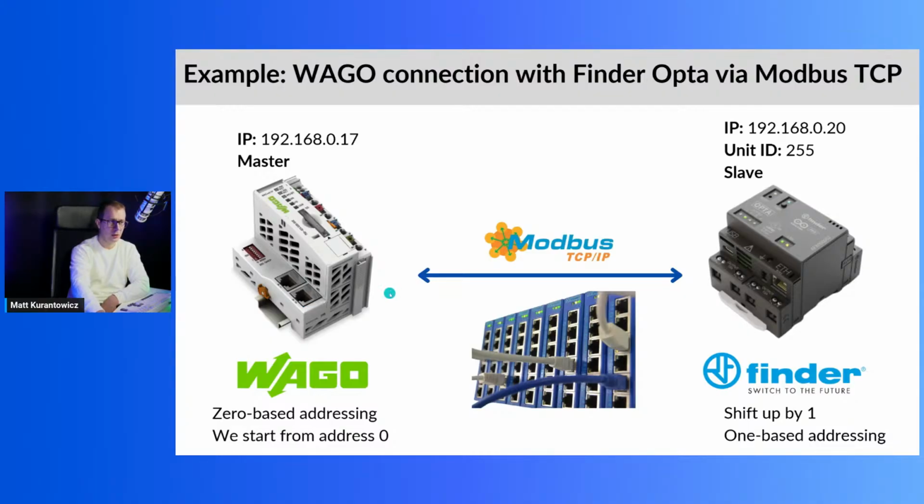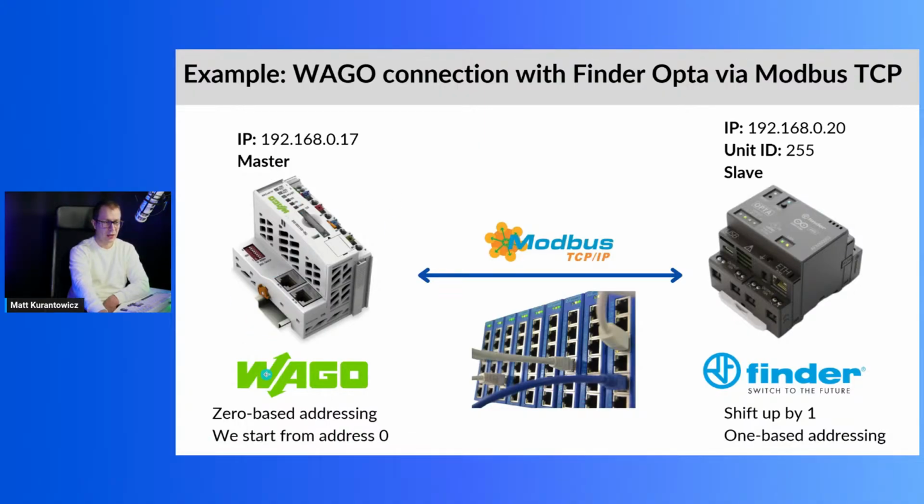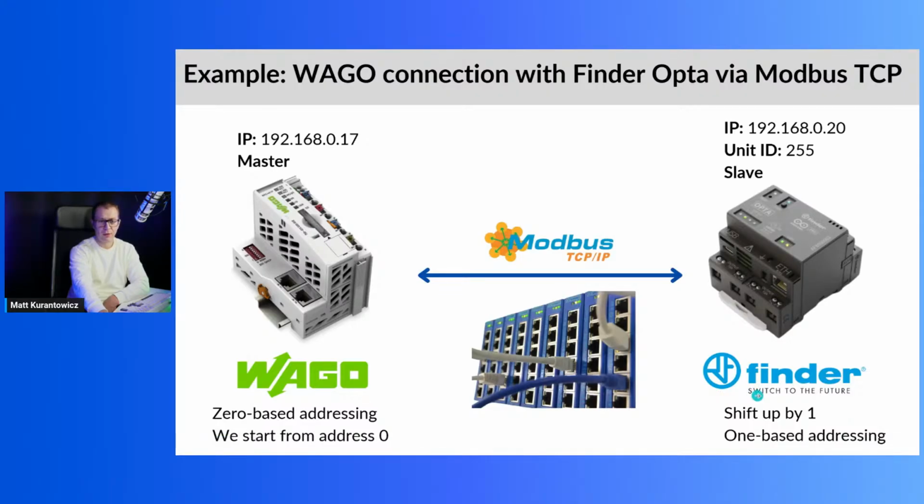But one tip for that is that the Wago uses zero-based addressing. The addresses in Modbus start from address 0. And in the Finder Opta, we have a shift, and the addresses start from 1. So this device is zero-based addressing, and the Finder Opta is a 1-based addressing device.